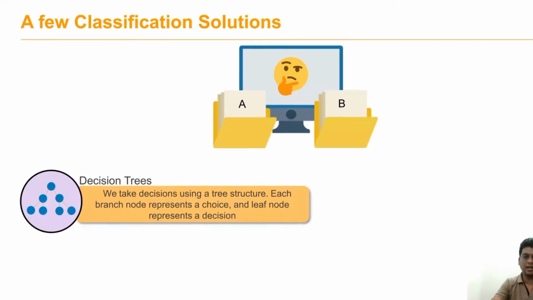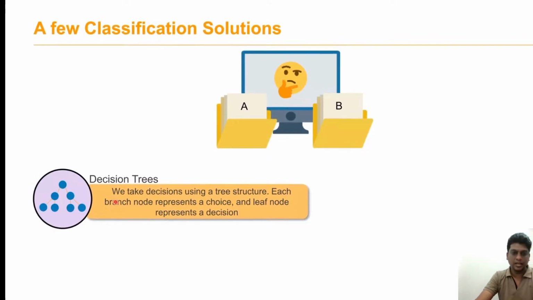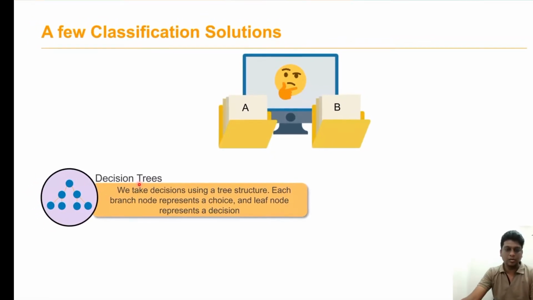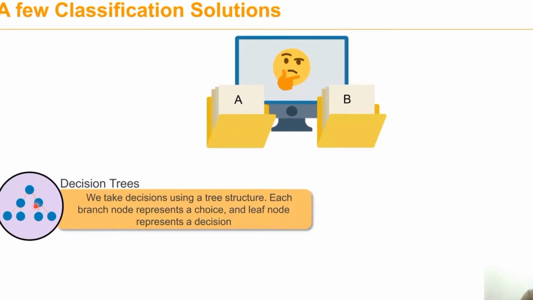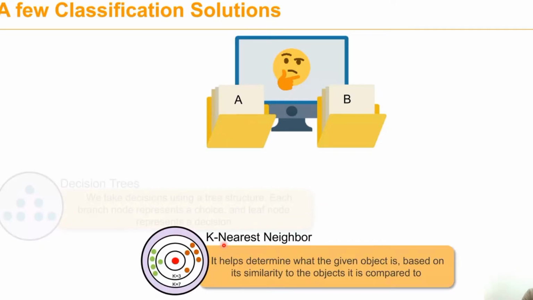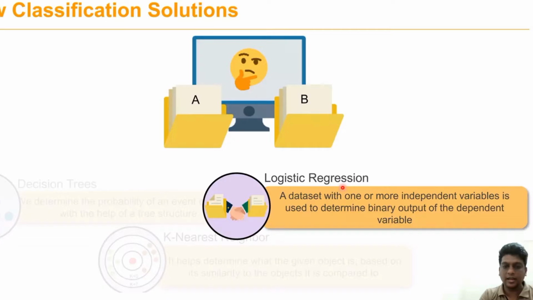We can see a few classification models. The first is the decision tree. Here each node represents a choice and a leaf node represents the decision making. The second one is k nearest neighbor. Here, based on the similarity of the objects, we can predict the output. The third one is this logistic regression.